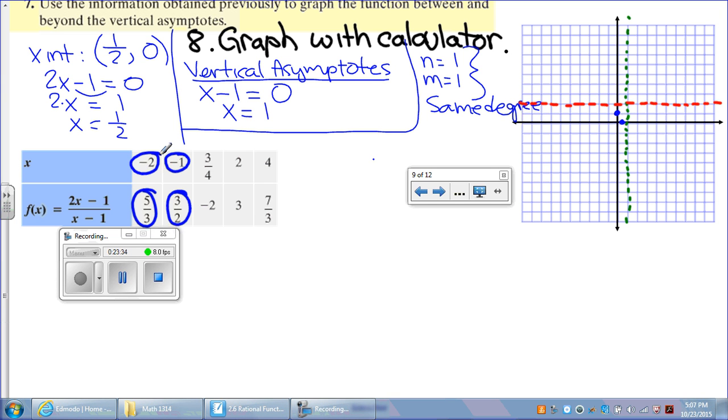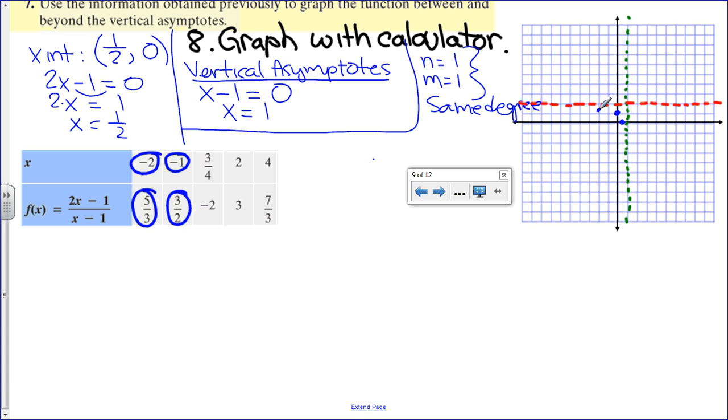So when x is negative 2, the y value is positive 5/3. And remember, 5/3, that is a little less than 2. When x is negative 1, the y value is 3/2. So that is like 1.5.